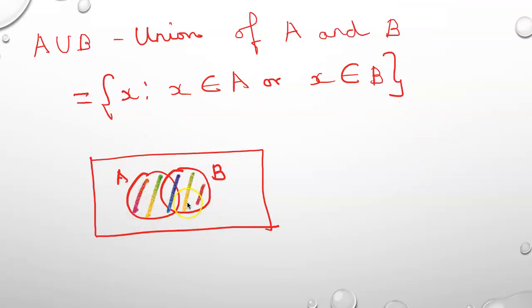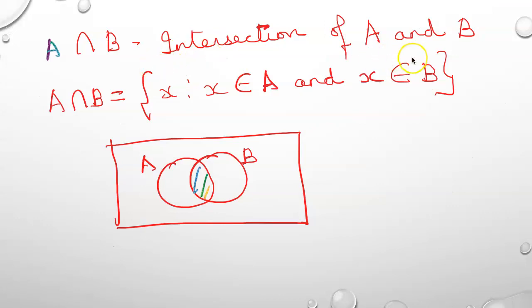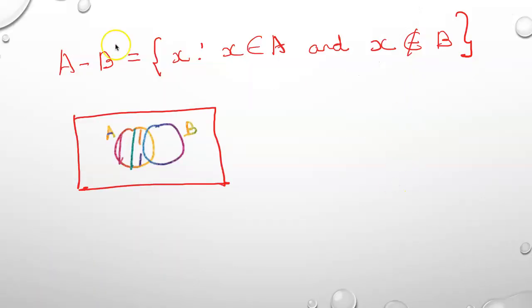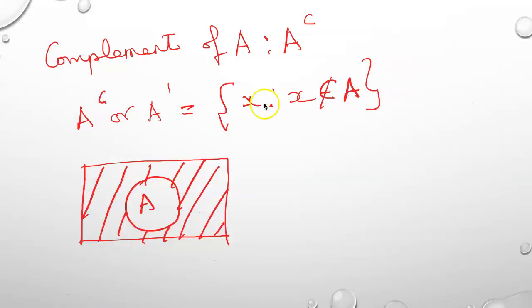Now, this is the union of two sets A and B. So by A union B, I mean the set of all elements which belong to A or B or both. This stands for the intersection of A and B, that is the set of all elements common to A and B. Then I have A minus B, which consists of the set of all elements X which belong to A but do not belong to B. So this is A minus B. Now complement of A I denote by A complement or A dash. It consists of the set of all elements X which do not belong to A.